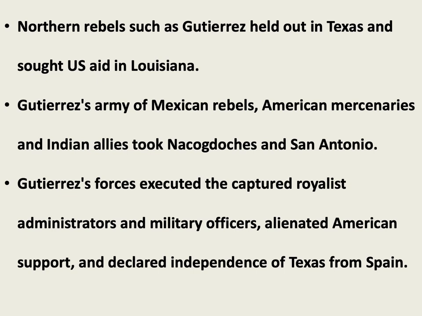And Gutierrez made the mistake of, when he captured the royalist or the Spanish administrators and military officers, rather than treating them as prisoners of war, lining them all up and killing them. And this shocked the Americans. The Americans left and said, well, that's not what's done among civilized people. And Gutierrez then declared that the area of Texas was independent from Spain.